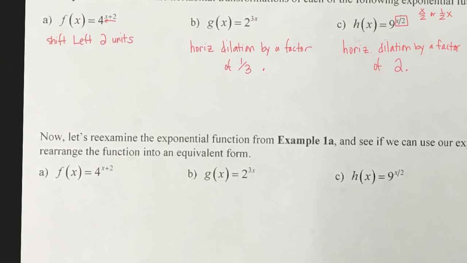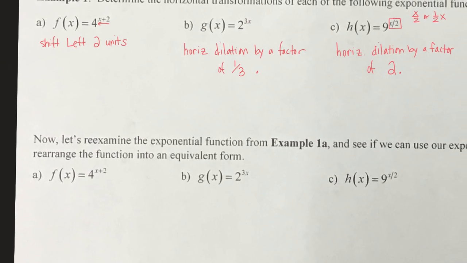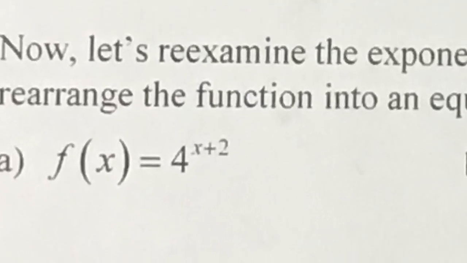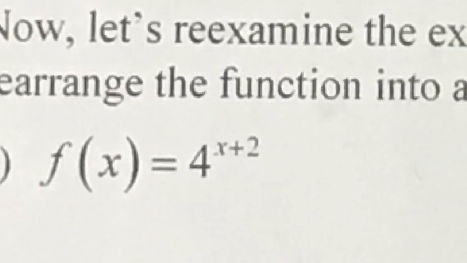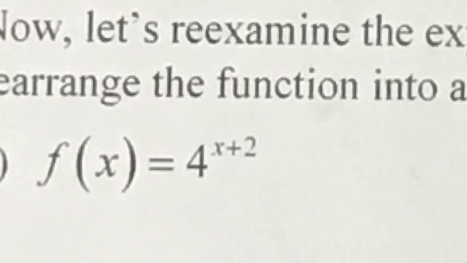Actually, let's just do this. Here we go. 4 raised to the x plus 2 power, right? This is a horizontal shift of 2 units to the left. So we want to write this as a times b to the x. Okay, we want to take this as a horizontal transformation and change it into a vertical dilation. Okay, and we can do that with algebraic manipulation.